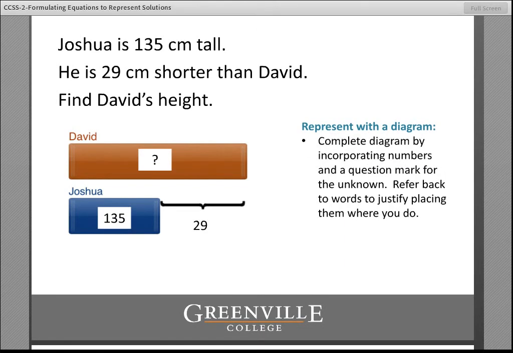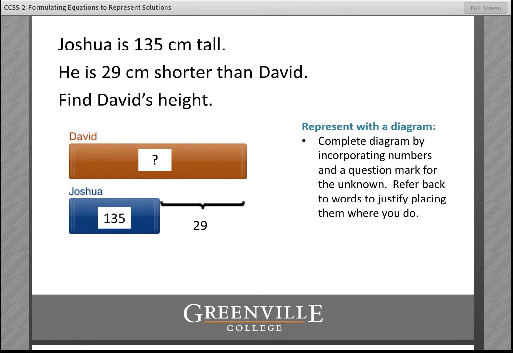We complete the diagram by referring often back to the word problem. One thing that we definitely want to stress is to make sure that our diagram shows the unknown. The diagram is going to be our main tool for determining the equation, so we need to be able to see where that unknown is.